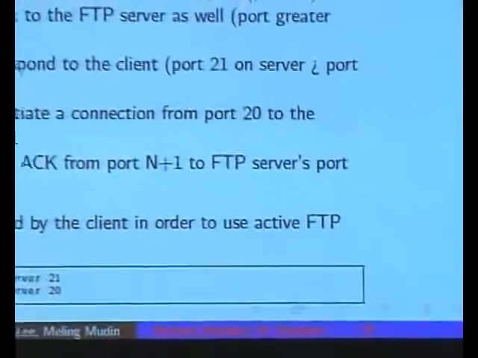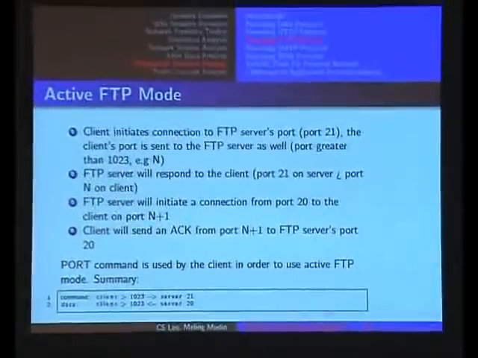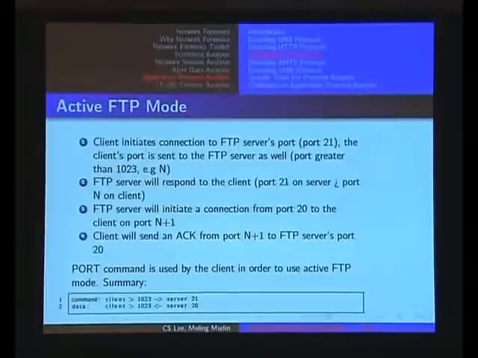So in the active mode, the FTP client initiates a connection to the FTP server port. The client's port is sent to the FTP server as well, a port greater than 1023. So the FTP server will respond to the client, and the FTP server will initiate a connection from port 20 to the client port. That's the reason why the firewall always blocks active FTP.